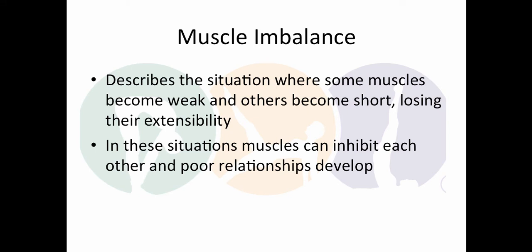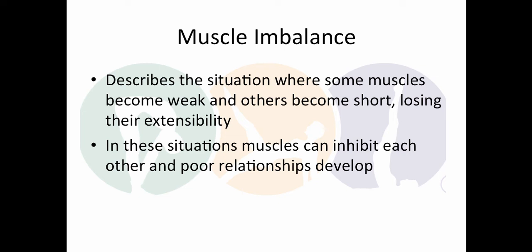So now that we've talked about those muscles and how they relate to each other, let's talk a little bit about muscle imbalance. Muscle imbalance describes the situation where some muscles become weak and other muscles become short, losing their extensibility. In these situations, muscles can inhibit each other, and poor relationships can develop.